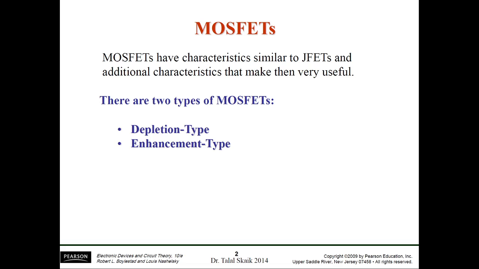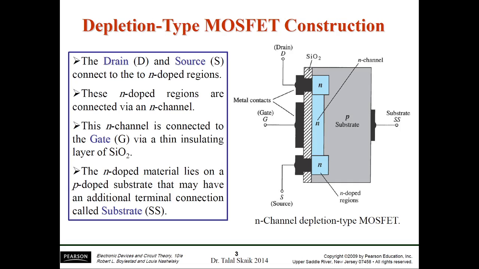I will start directly with the MOSFET, not with the JFET. As far as MOSFETs are concerned, there are two types: depletion type MOSFET and enhancement type MOSFET. In any MOSFET, there are three terminals. First is my drain, then I have the source, and the third is my gate. This is my controlling terminal.